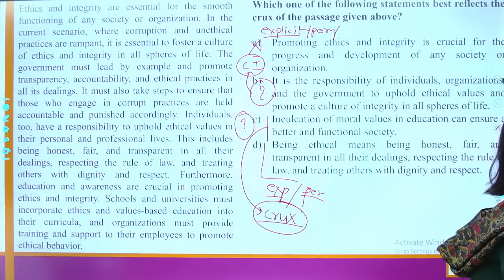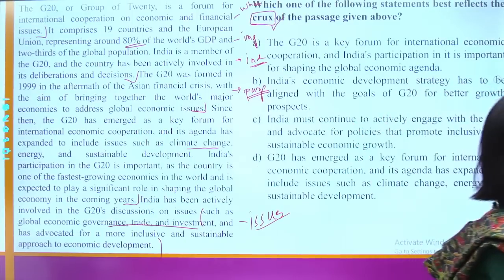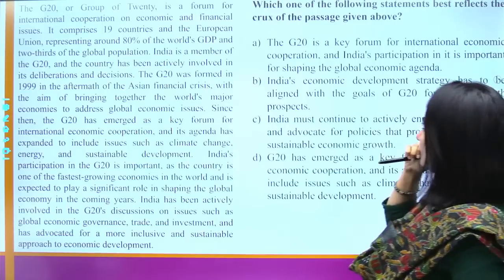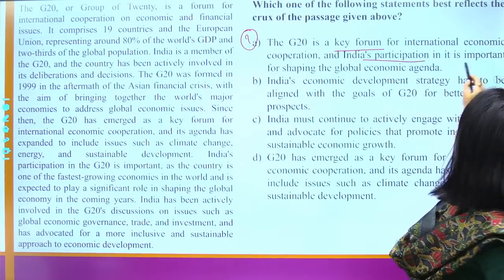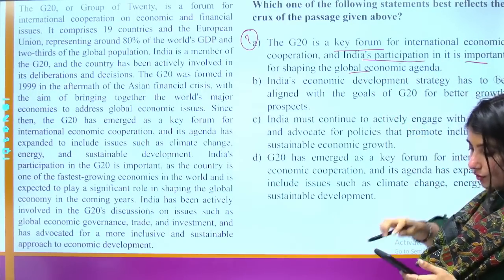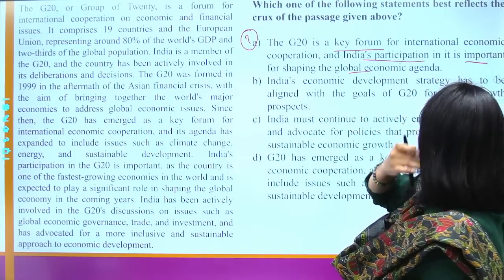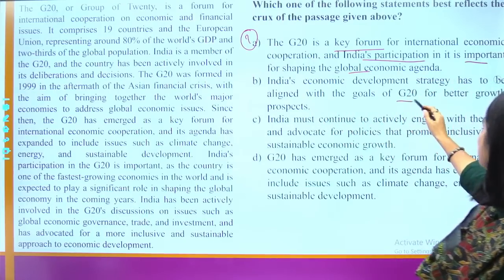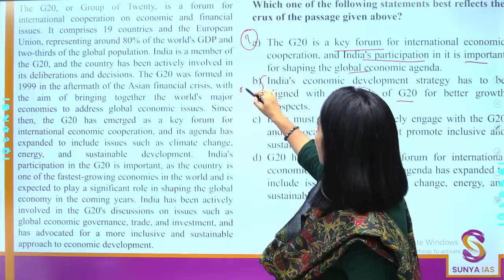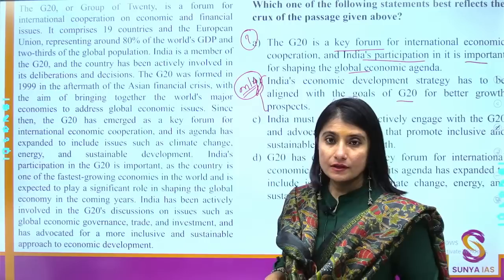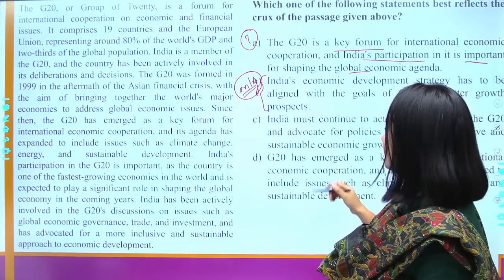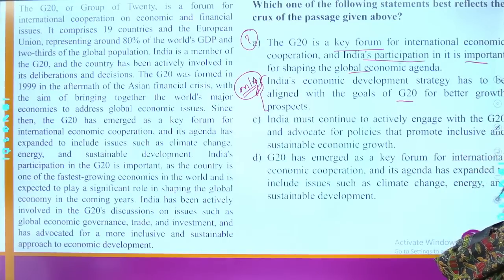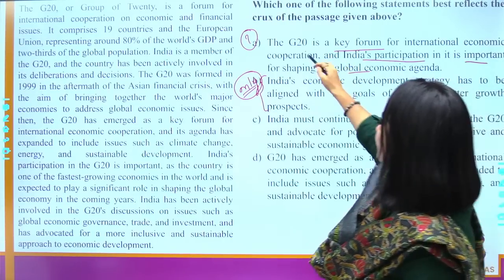Chalo, let's go back to question number 9. So let me erase this again so that we can all read it properly. So I am going to put a question mark because just talking about it's a key forum, India's participation, importance and global thing. After this, India's economic development strategy has to be aligned with the goals of G20 for better growth prospects. Now this statement only talks about India. Further, India must continue to actively engage with the G20 and advocate for policies that promote inclusive and sustainable economic growth. So now let us see here.